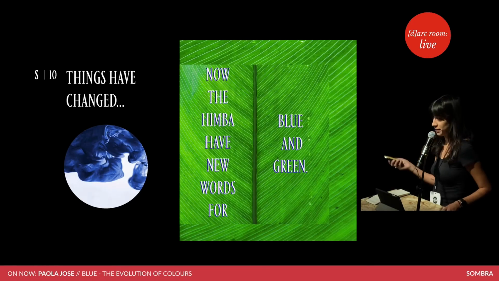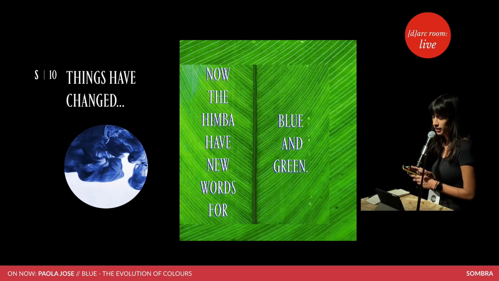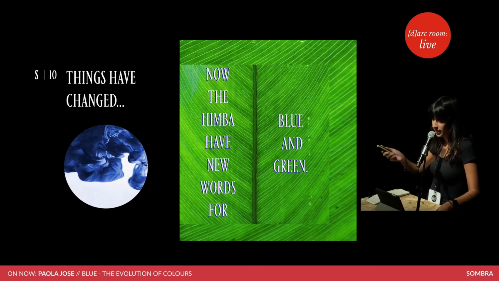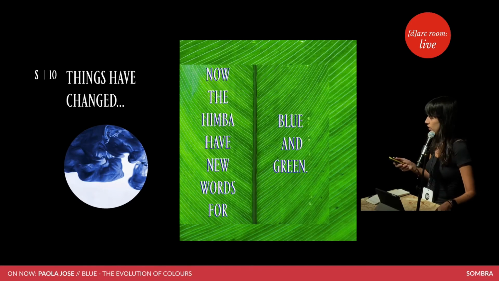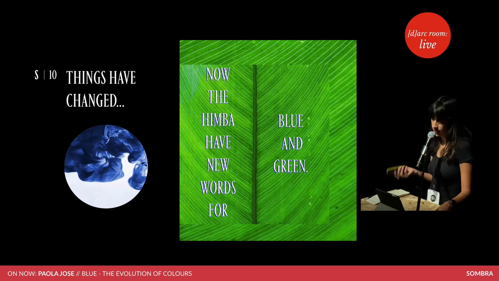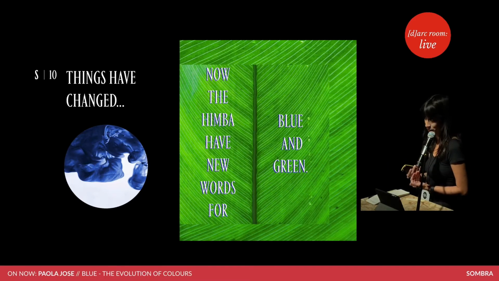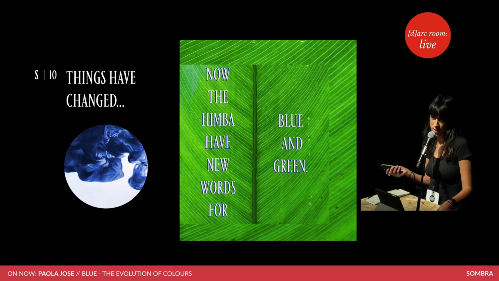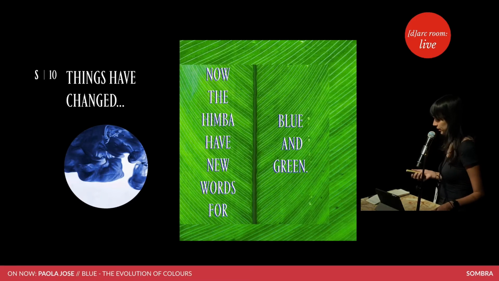But things have changed. This research was performed in 2004, and now the Himba have new words for blue and green. This is because of tourism and trading with a tribe called the Herero. And perhaps the Himba, now that they do have a word for blue, they see the world different. I mean, perhaps, I don't know, perception is very personal, but I'm sure they see the world different because they used to call the sky white, and now that they have a word for blue, maybe they see things differently.